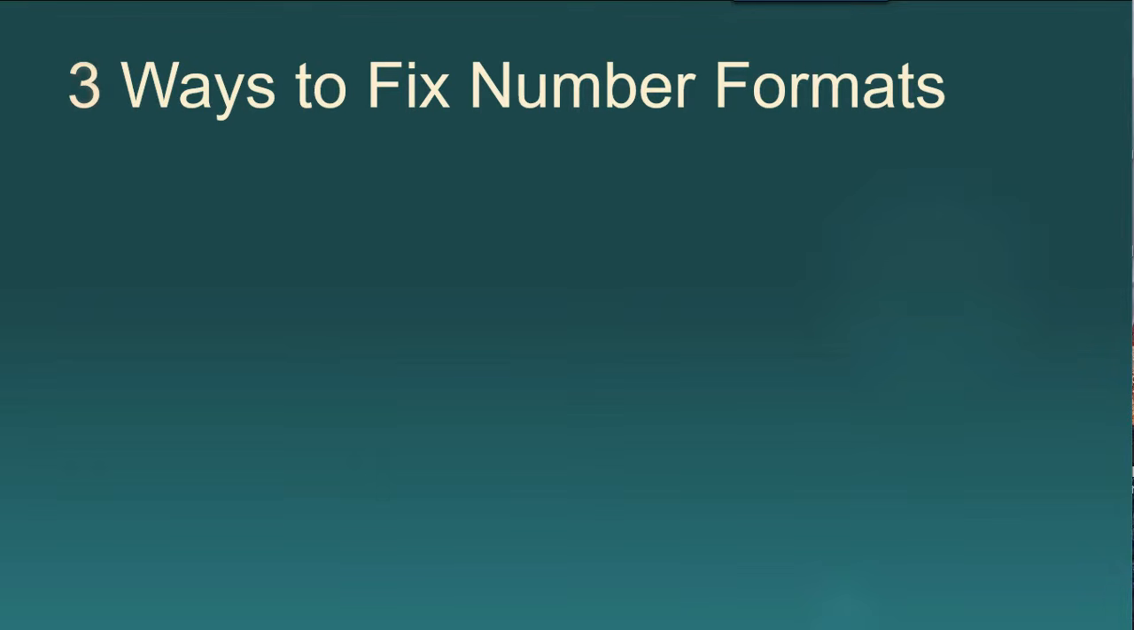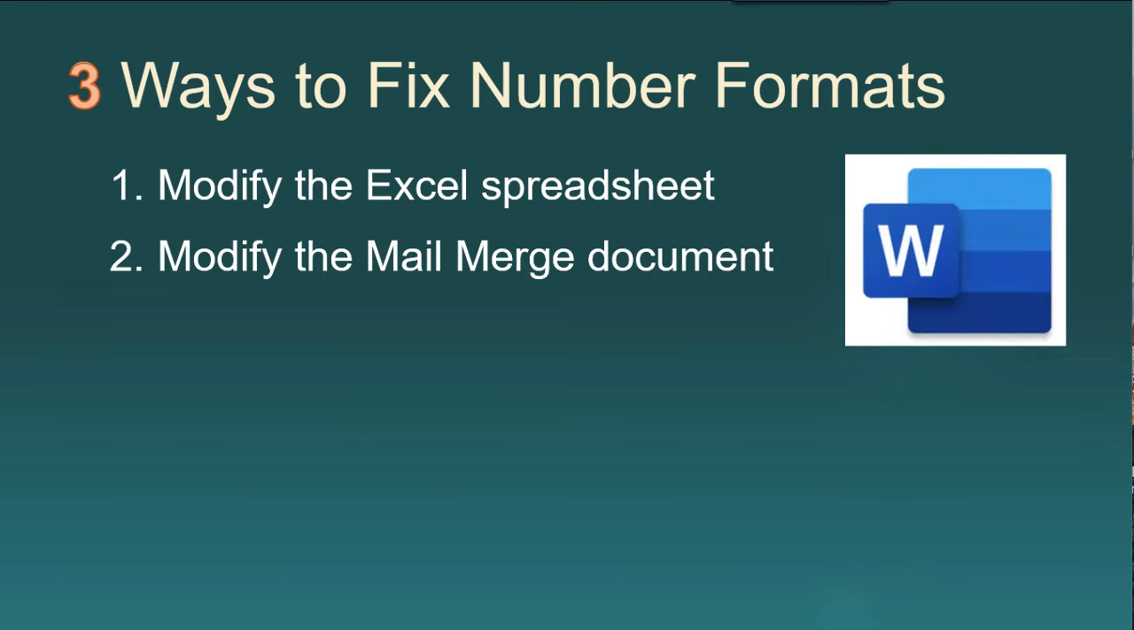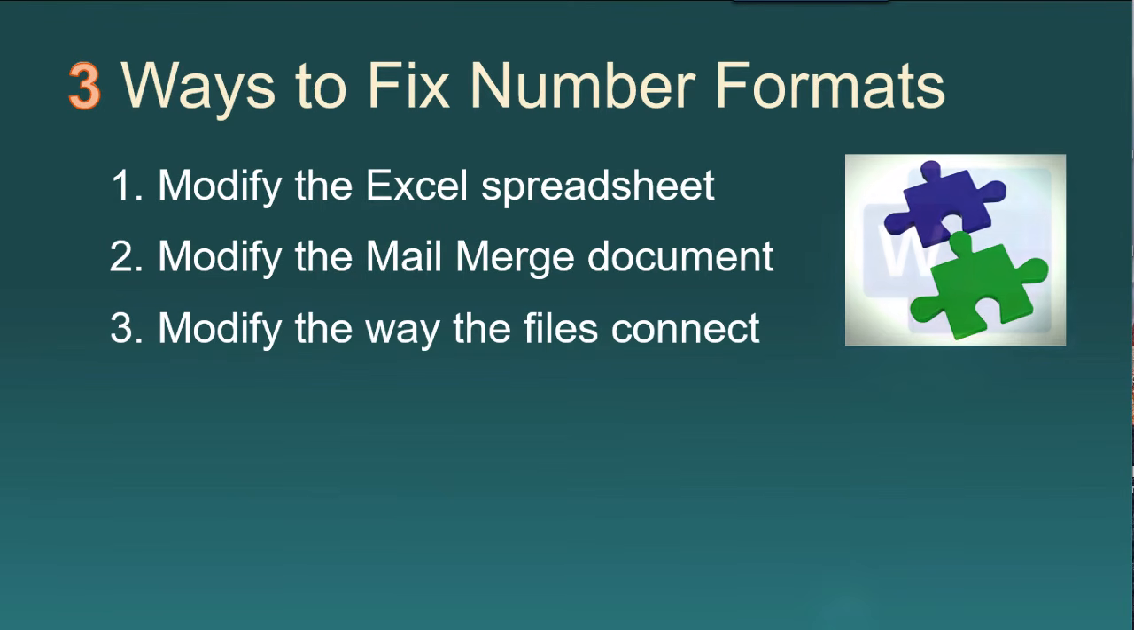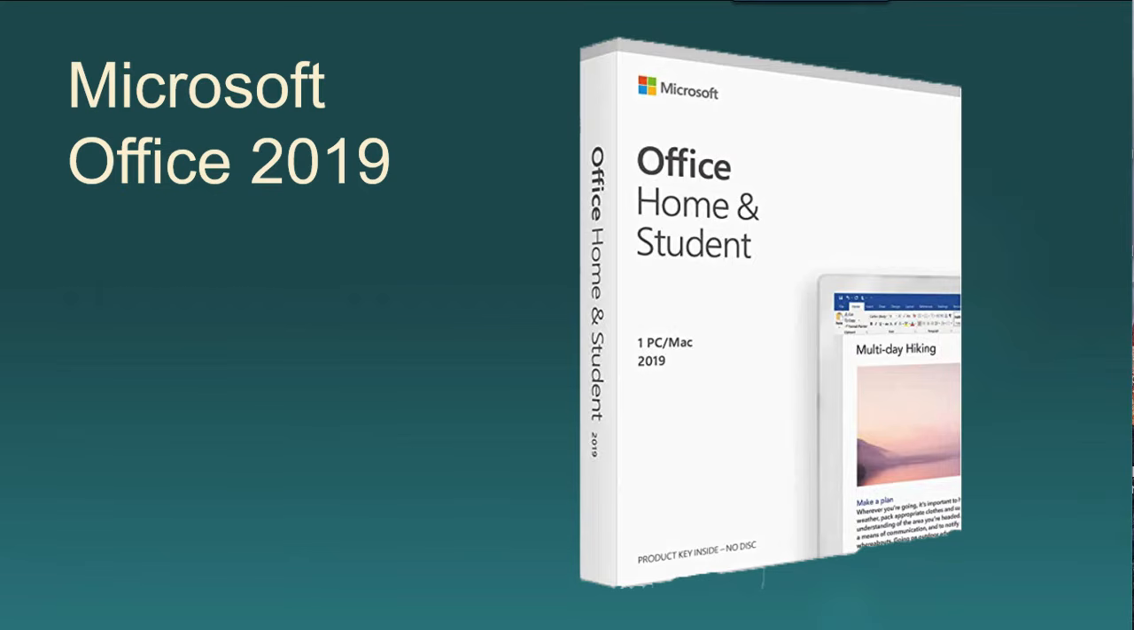As I mentioned before, there are no less than 3 different ways of fixing this problem. We can modify the spreadsheet, we can modify the mail merge document, or simply we can modify the way the 2 files connect to each other. And although this last approach is little known, it may just be the best approach, if, and it's a big if, it works. More on that later. In this video, we're going to use the 2019 versions of Word and Excel, but the steps that we're going to follow are very similar, if not identical, for the older versions of Word and Excel.